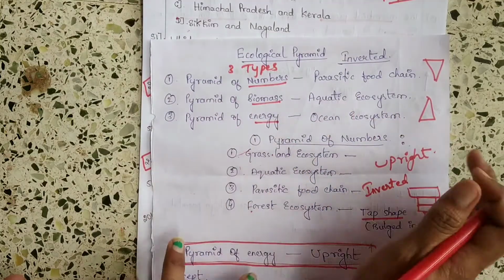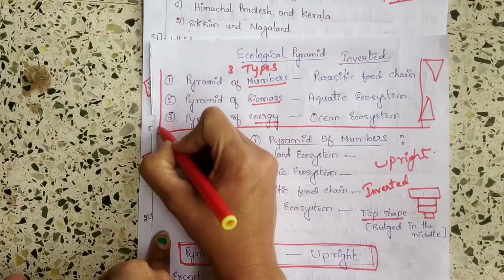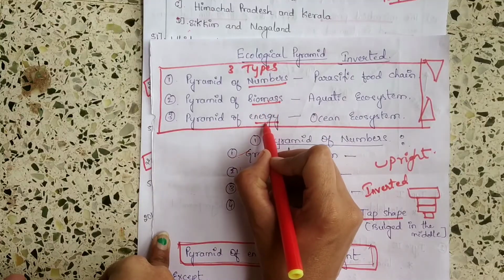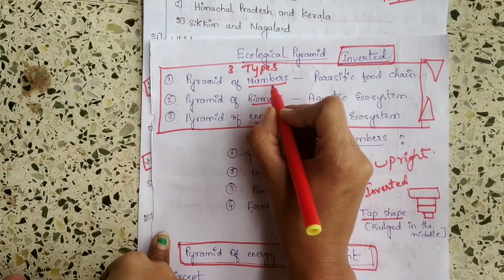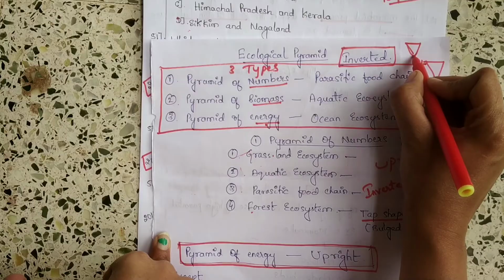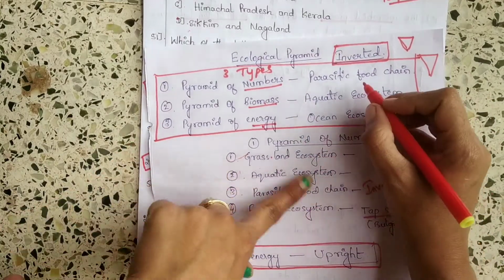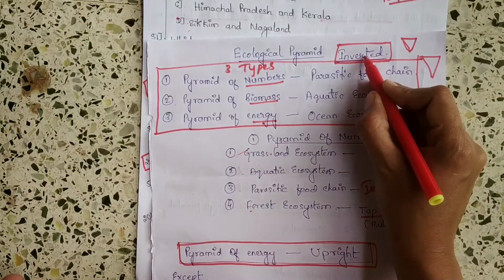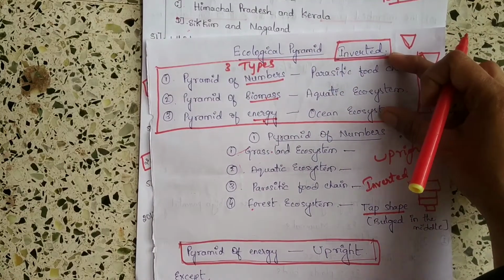So if you get confused, just remember this and just remember the rest are all upright. See here pyramid of numbers, pyramid of biomass, pyramid of energy. Which are the inverted in these? In pyramid of numbers, parasitic food chain is inverted. The rest of them are upright. In pyramid of biomass, aquatic ecosystem is inverted, in pyramid of energy ocean ecosystem is inverted. Just remember these three, so it is very helpful.